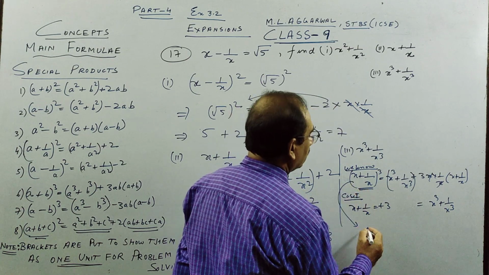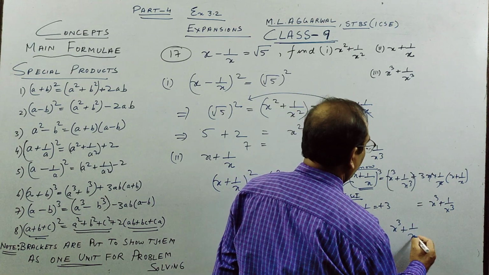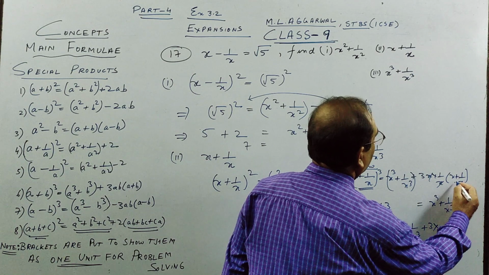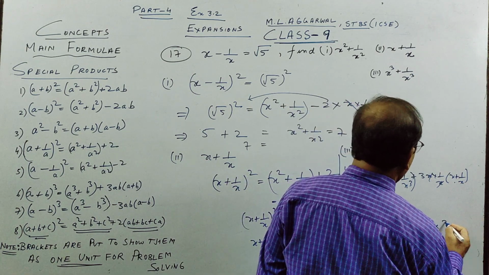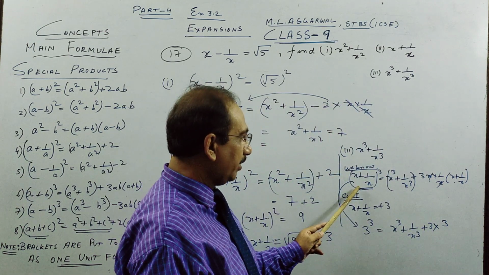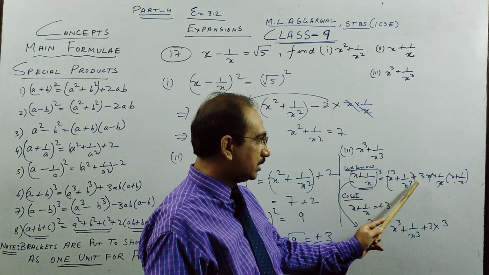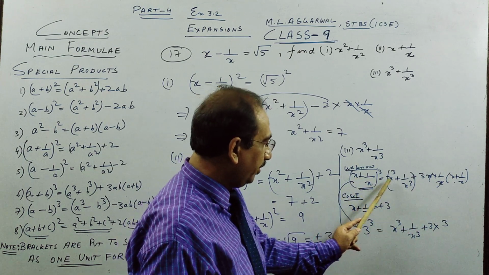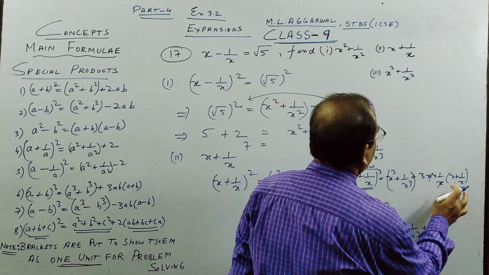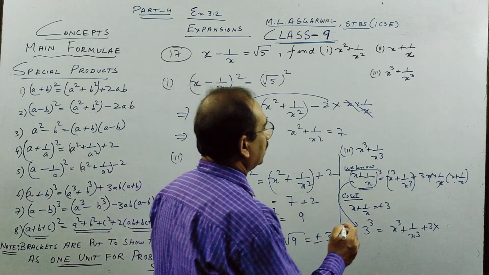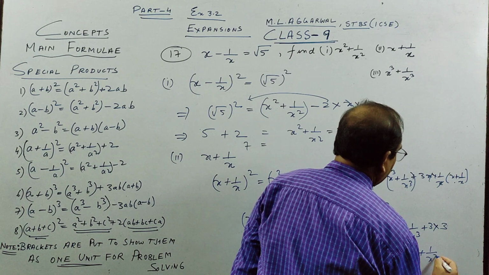So what do we get? 3 cube equals x cube plus 1 by x cube plus 3 into, this is again what we see, equal to 3. So plus 3. When you take this formula, x plus 1 by x whole cube is this into this. So here we take this over here, and this side we substitute x plus 1 by x as plus 3. So we get x cube plus 1 by x cube.